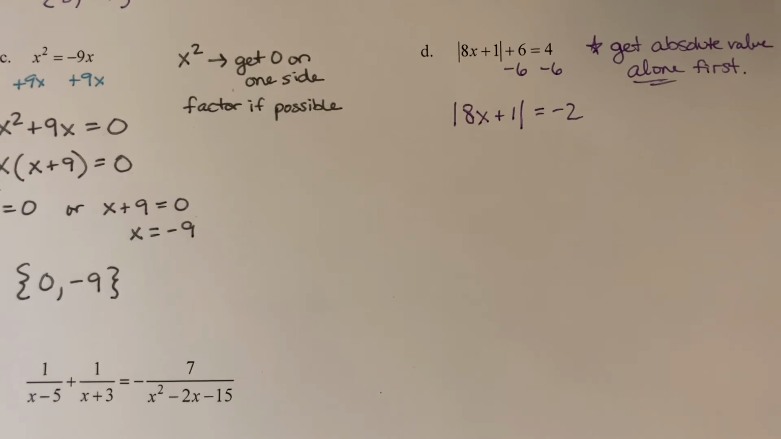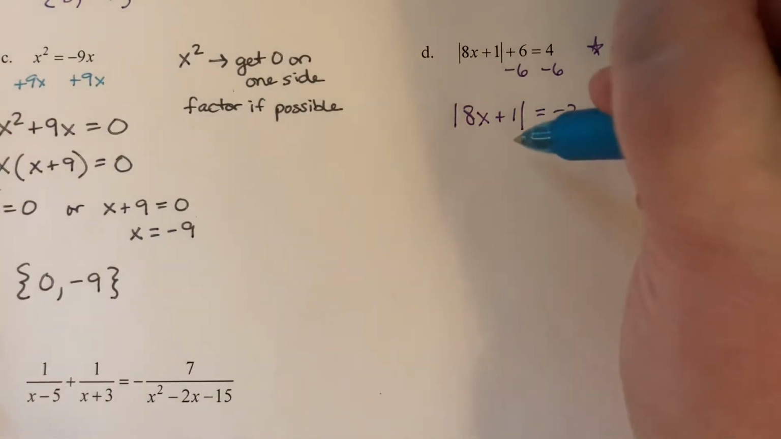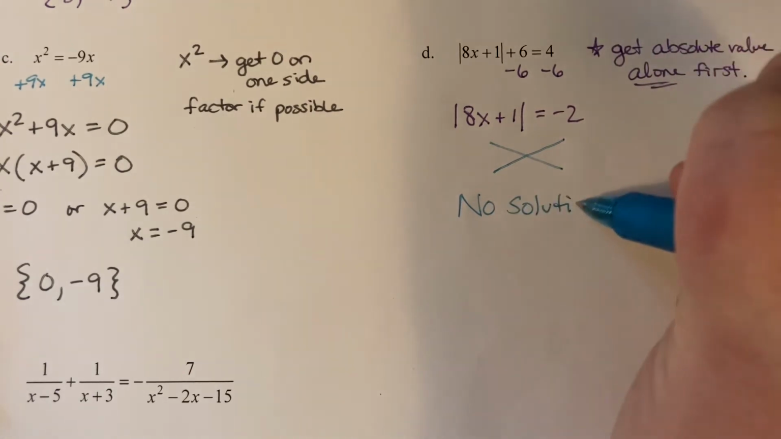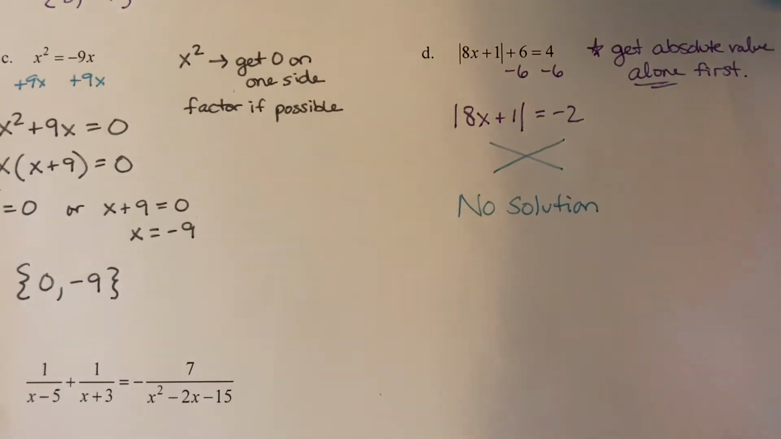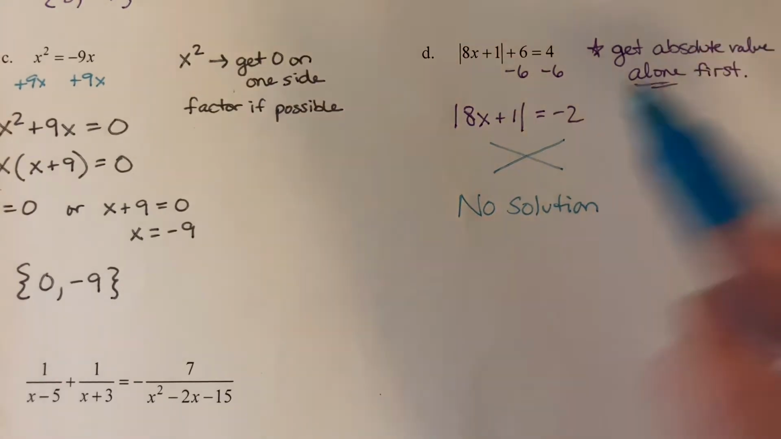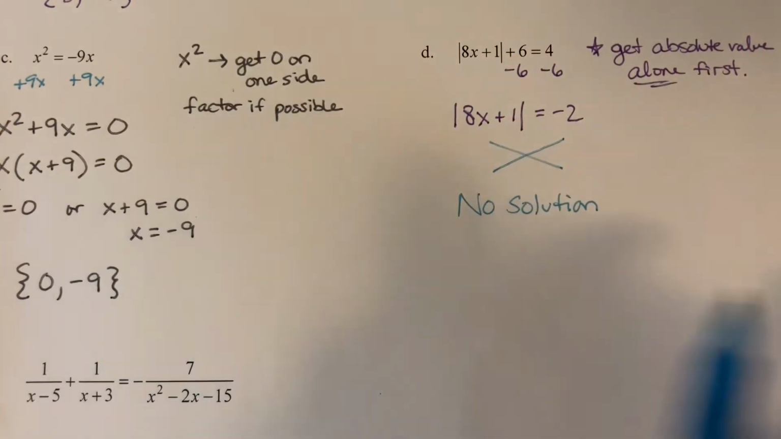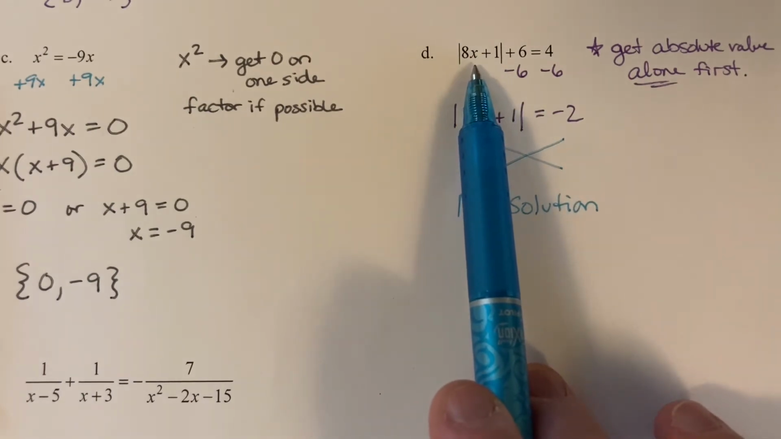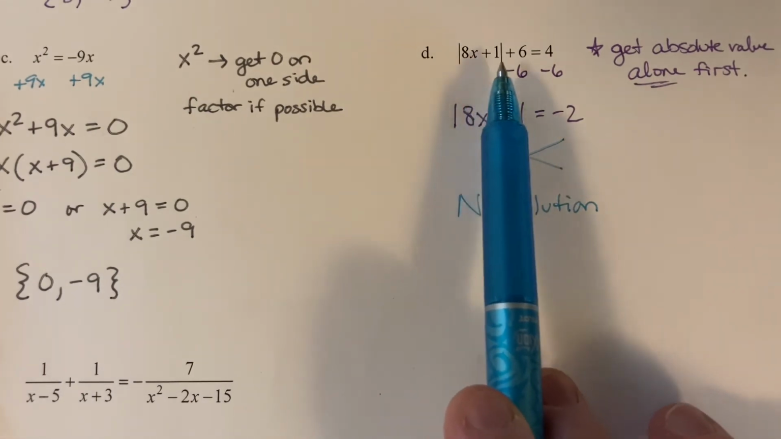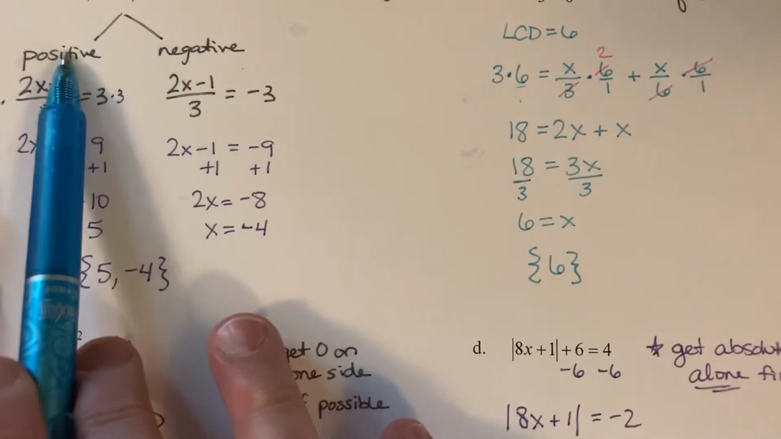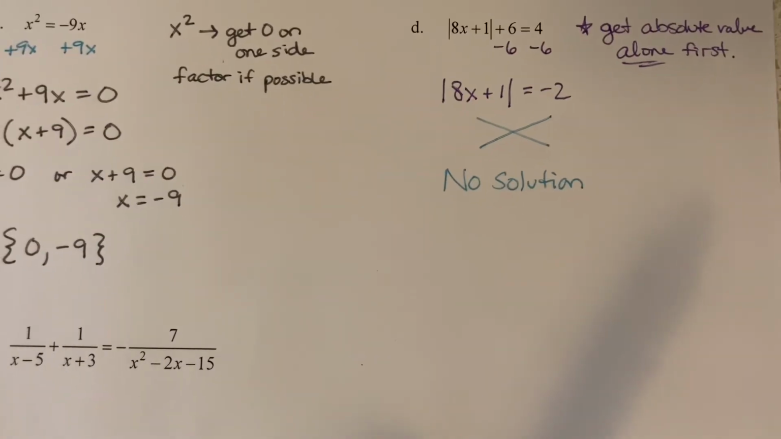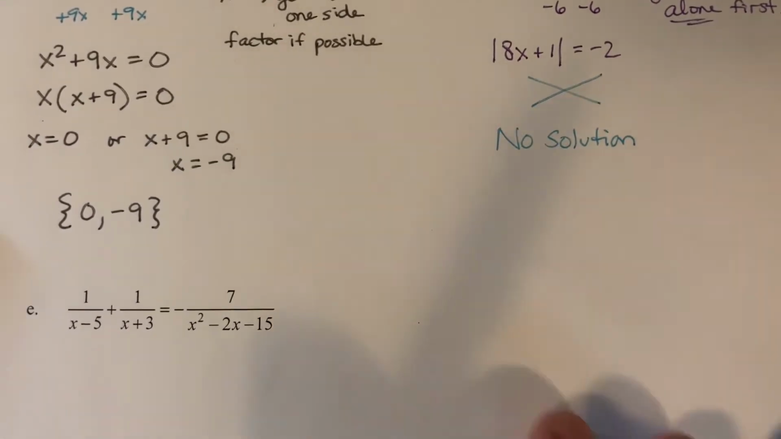Does anyone see anything weird with this? That's a no solution. Absolute value cannot equal a negative. So anytime we get absolute value equals negative, we're just done with the whole problem. There is no x value that would make this true. Normally with an absolute value, we split into positive and negative. But if it already starts with absolute value equals a negative, we're just done. That was nice and easy.